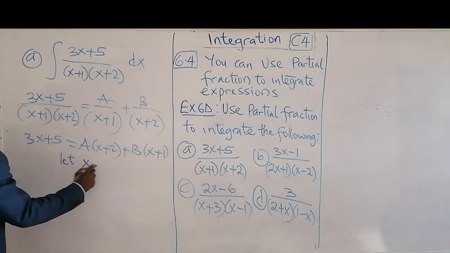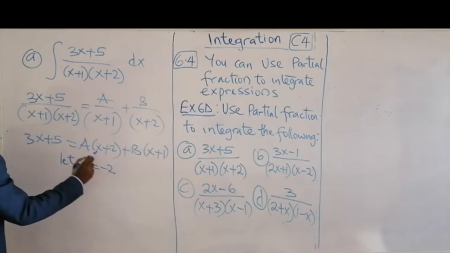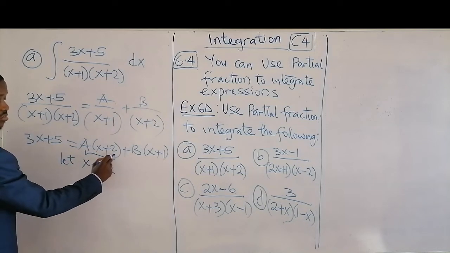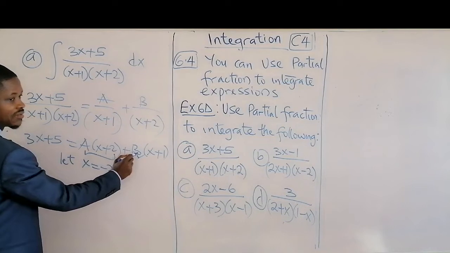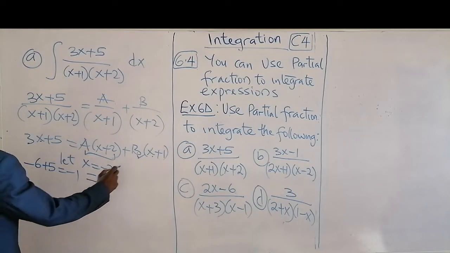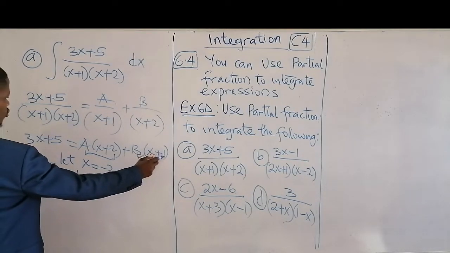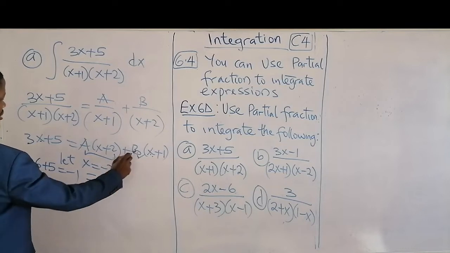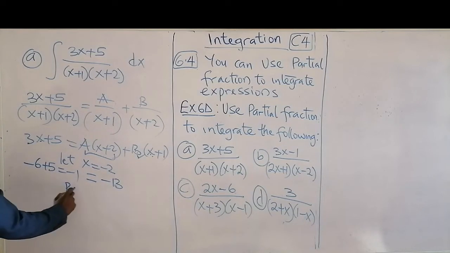So let x be equal to minus 2. If I use minus 2, this expression here will cancel. Then I can generate B from the other parts. So minus 3 times minus 2, that's minus 6 plus 5, which is minus 1, equal to minus 2 plus 1, that's minus 1 times B, that's minus B. So B is 1.